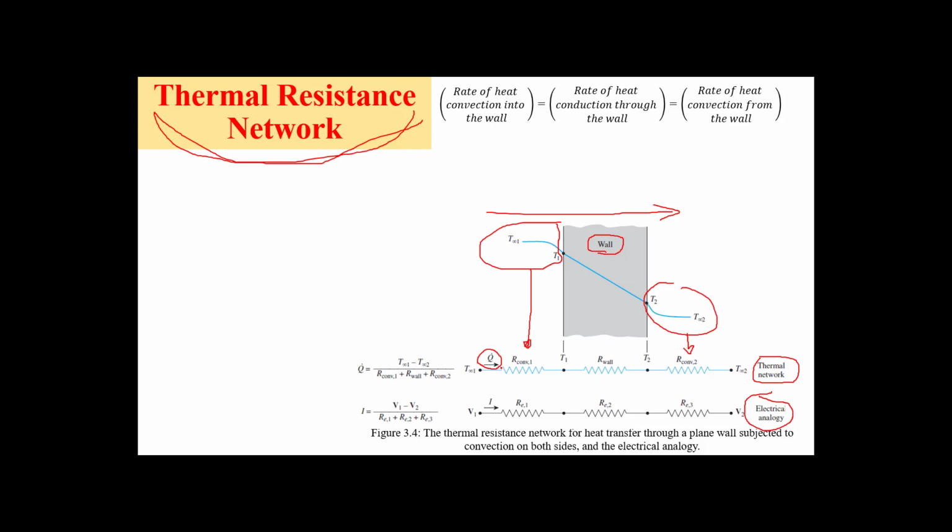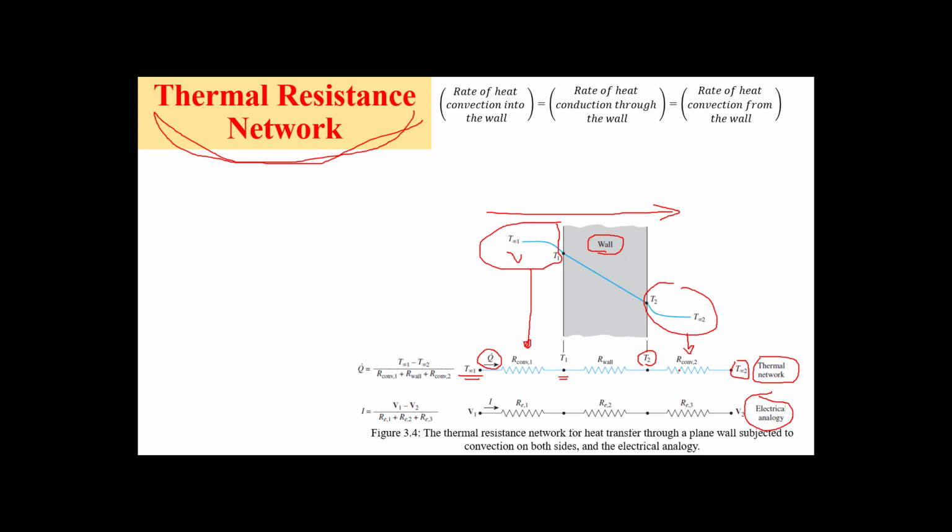Now, every resistance, for example, here we have R convection 1, we name it, and this one we call R convection 2. R convection 1 works between two temperatures, T infinity 1 and T1. Okay, R wall the same between T1 and T2. Okay, R convection 2 the same between T2 and T infinity. And you can notice that the three resistances are in series, sorry. Okay, R convection 1, R wall, R convection 2.